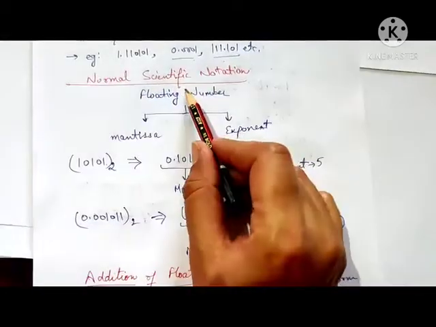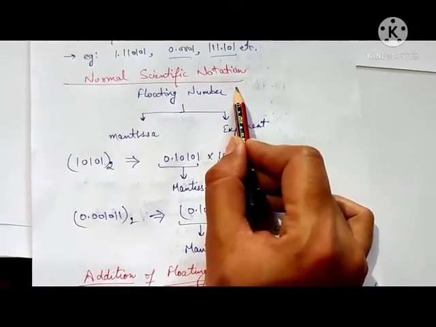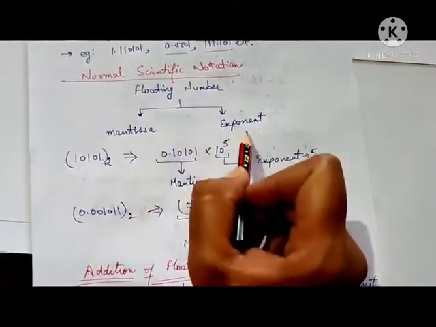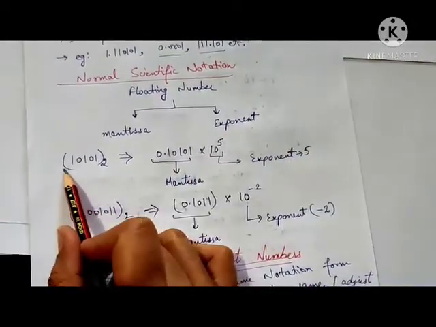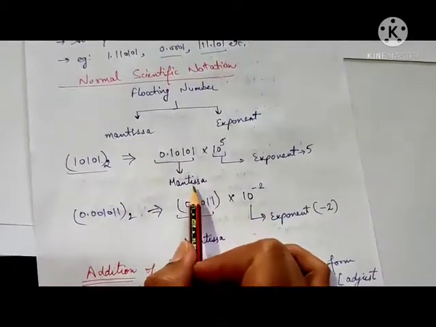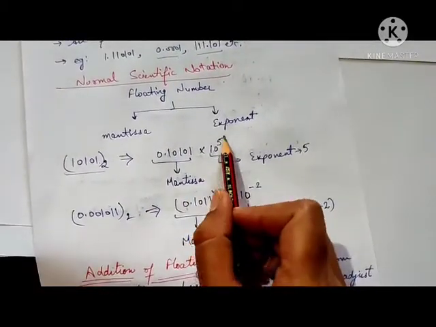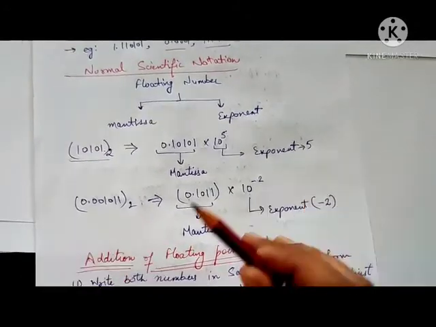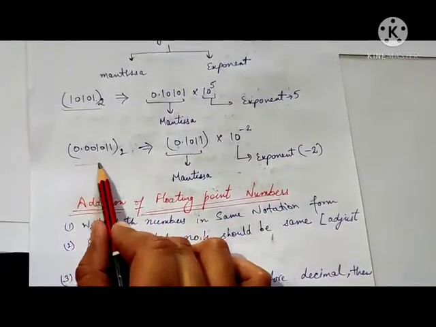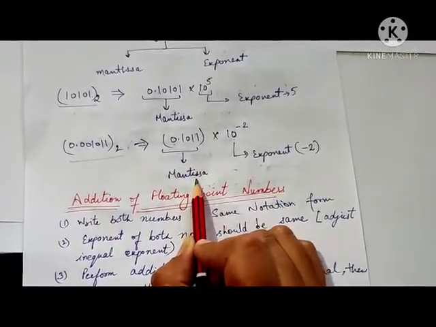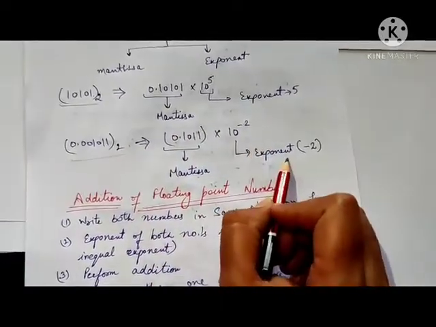Next is normal scientific notation. By using this notation, a floating point number is divided into two parts, the mantissa part and the exponent part. This part is called the mantissa and this part is the exponent part. Same in the second example: this number is the mantissa part and this is the exponent part.